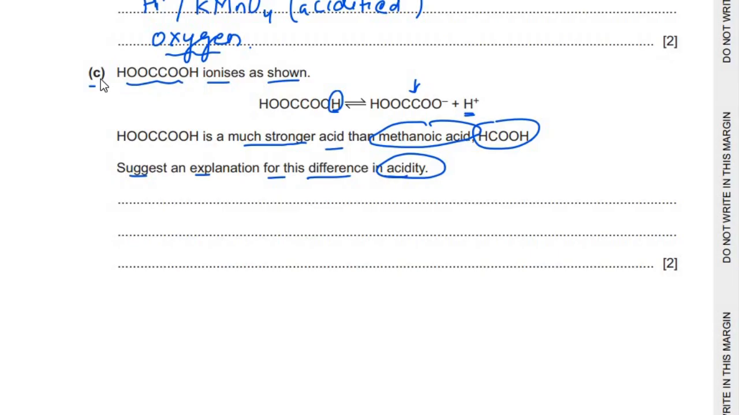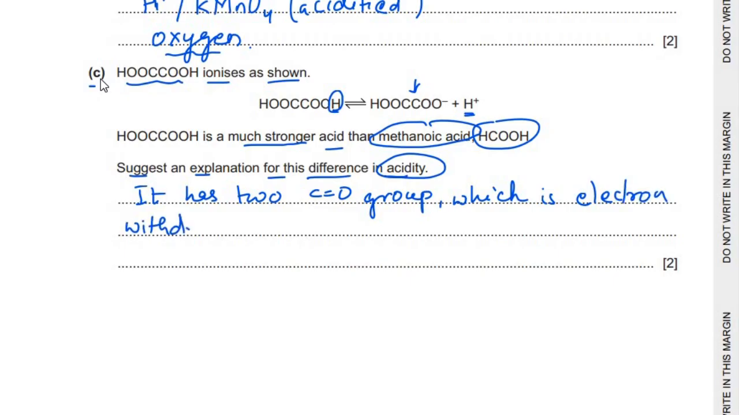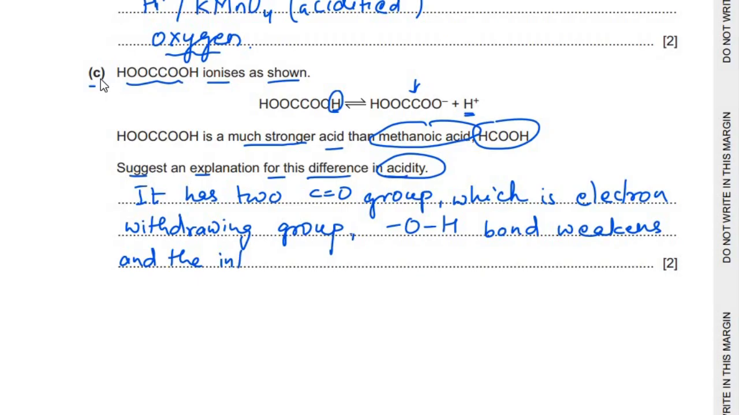Now the main reason for this is that it has 2 C double bond O groups. Now that is an electron withdrawing group. Now we will write that, which is electron withdrawing group, while in methanoic acid it has just one CO group. So here there are two CO groups. Now what happens is that because of that the OH bond weakens and the intermediate anion, now we know that this is the anion here. This is the anion. Intermediate anion is stable. That's why it is more acidic.